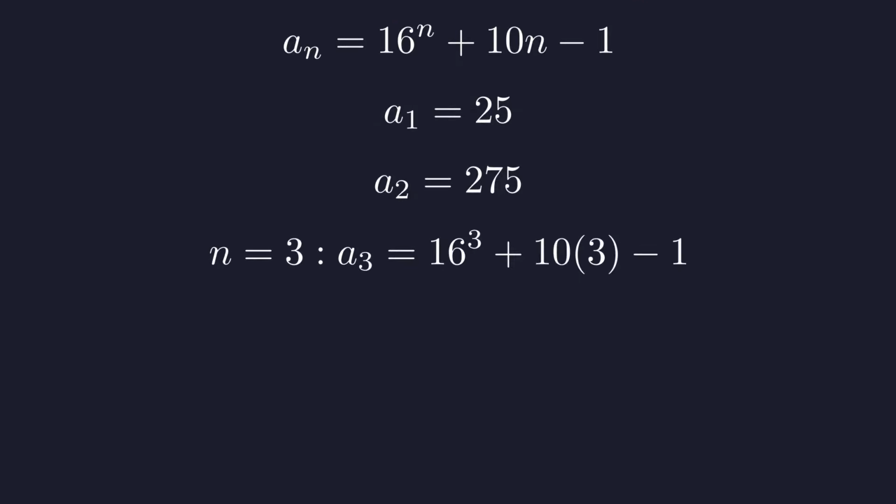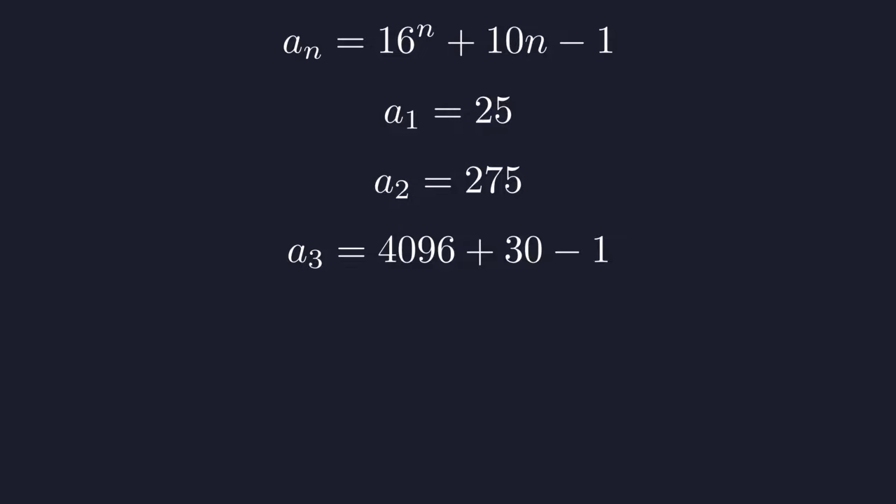Finally, let's check n equals 3. 16 cubed is 4096 and 10 times 3 is 30. So we have 4096 plus 30 minus 1. Adding these gives 4126, which simplifies to 4125.